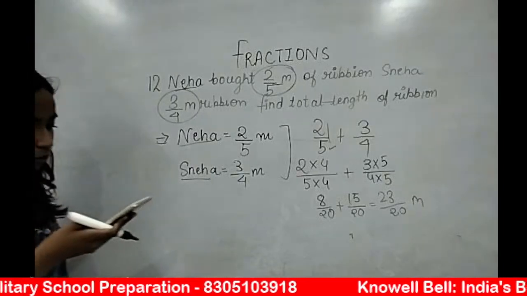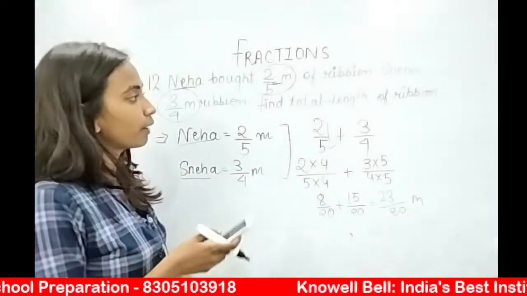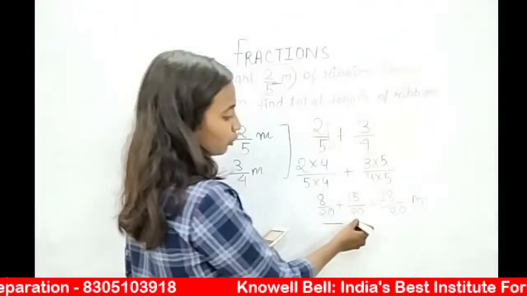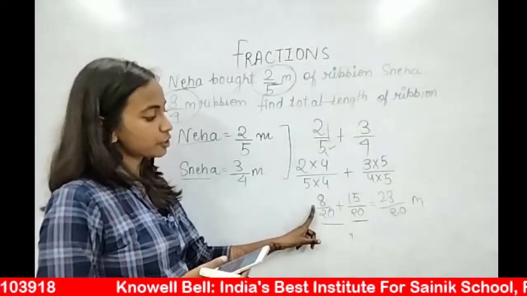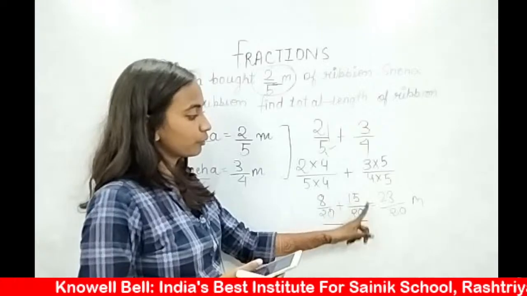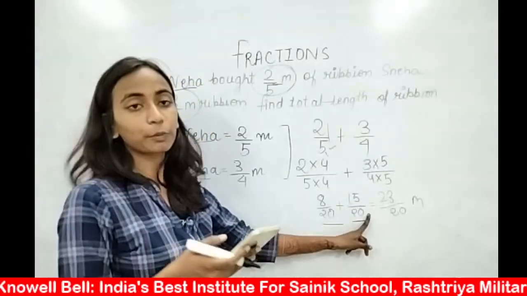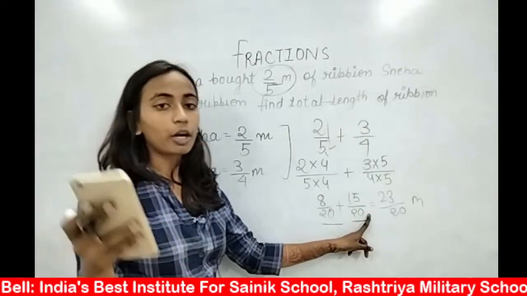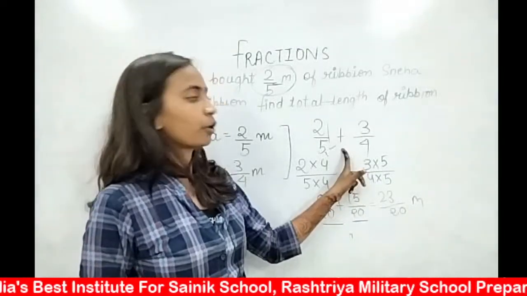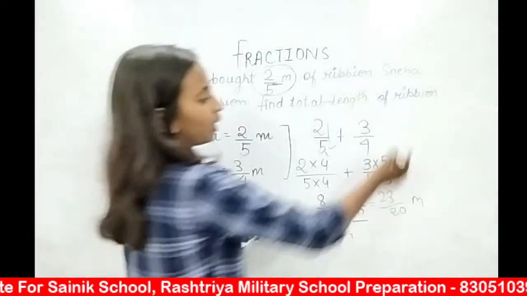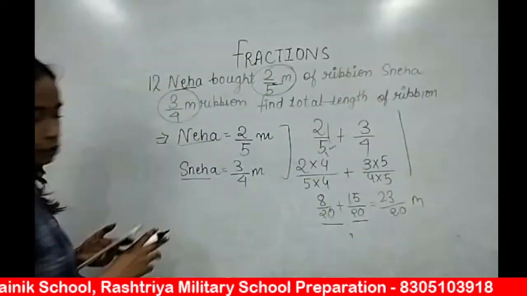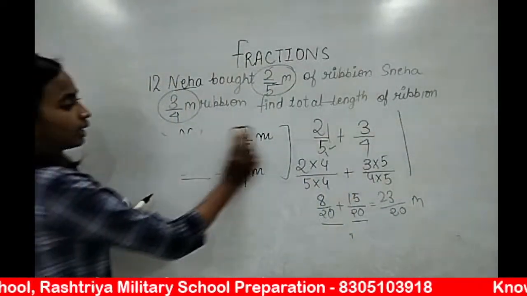Yes, total length of ribbon find करना है, Jaswant. In order to find the total length of ribbon, we are adding both the fractions. Have a look. 2 by 5, we converted it into like fraction. 8 by 20, 3 by 4 converted into 15 by 20. Unless and until we do not convert it into like fraction, you cannot add it because these are two unlike fractions.